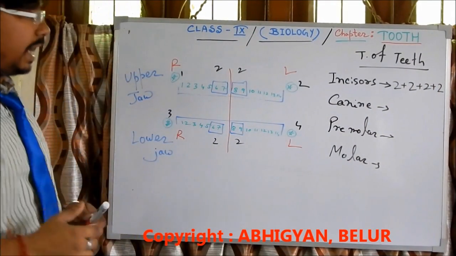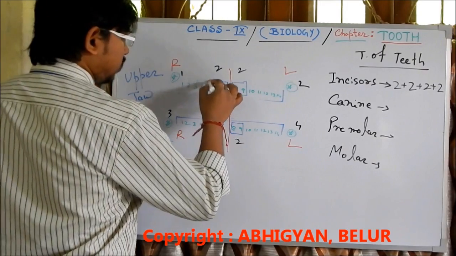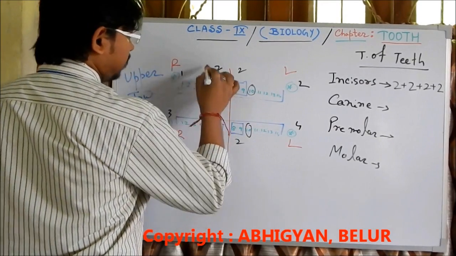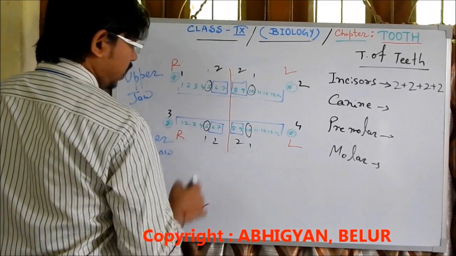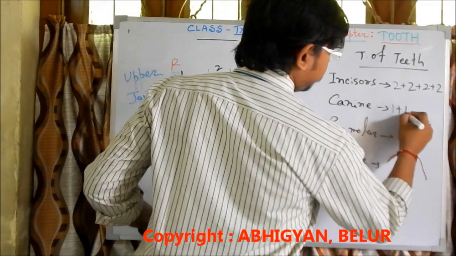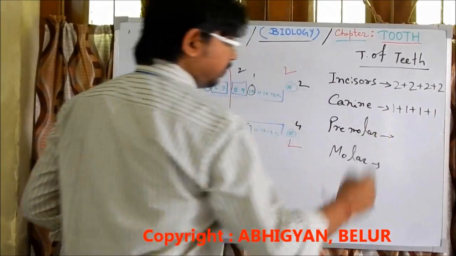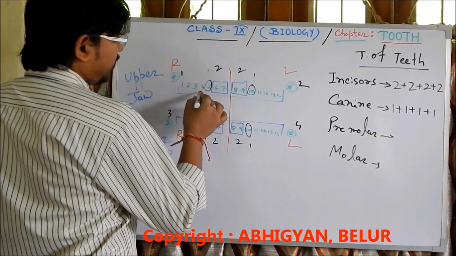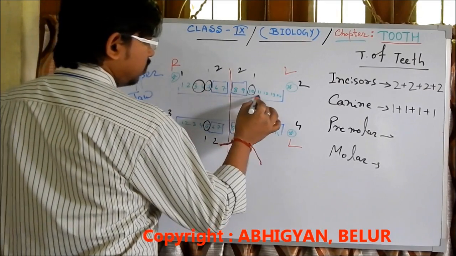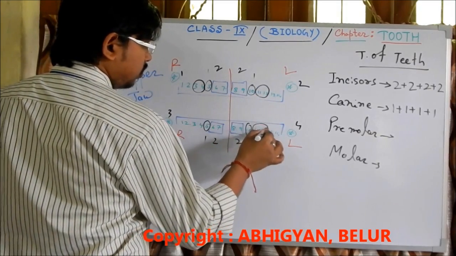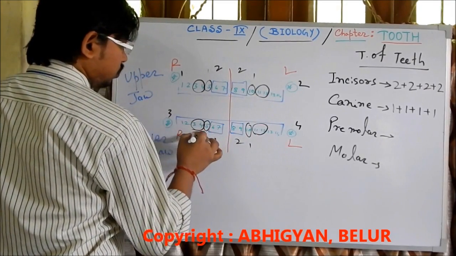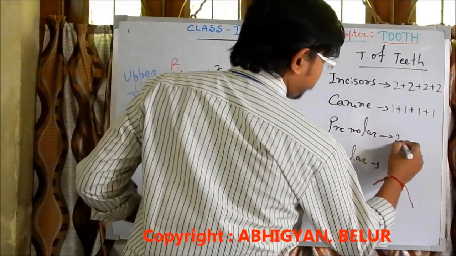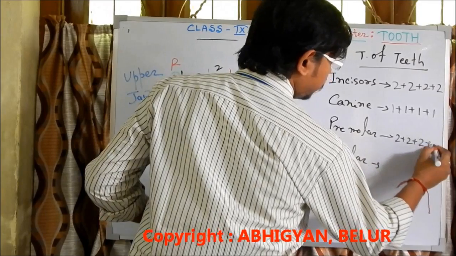This is called canine. Canine is this one, this one, this one, and this one. That means 1, 1, 1, and 1. So canine we are getting 1 plus 1 plus 1 plus 1. Next is premolar. Premolar is this 2, this 2, this 2, and this 2. So premolar is 2 plus 2 plus 2 plus 2.